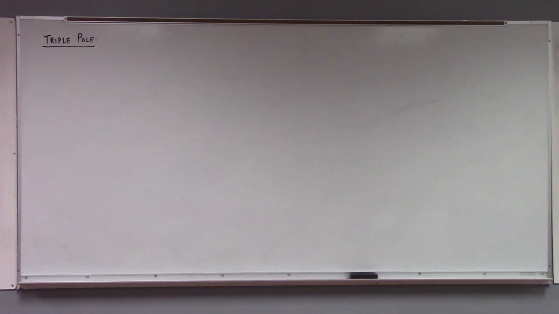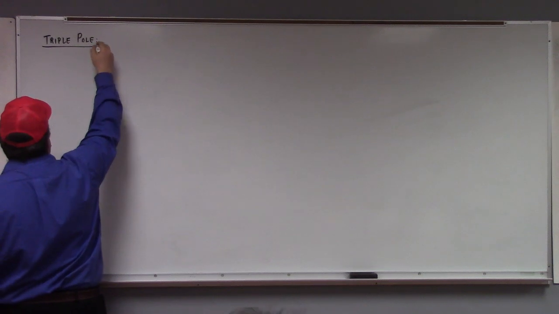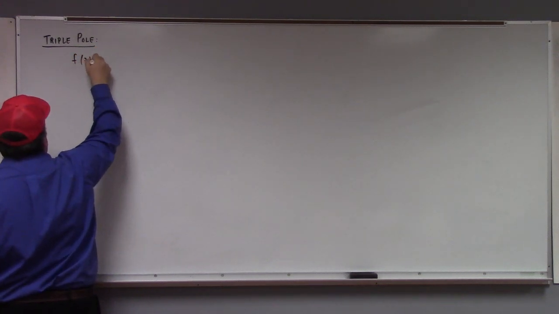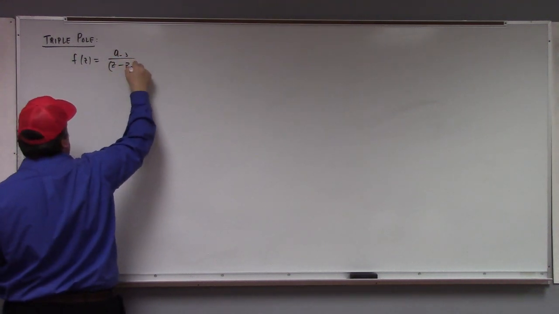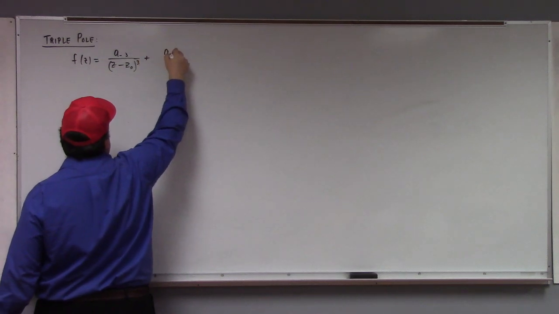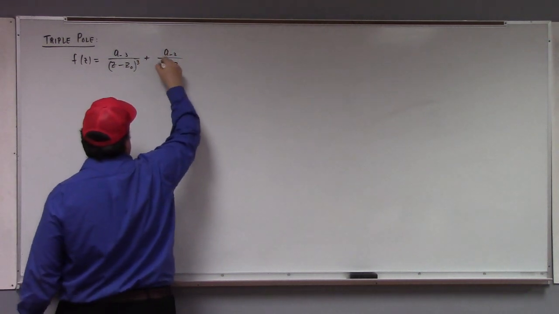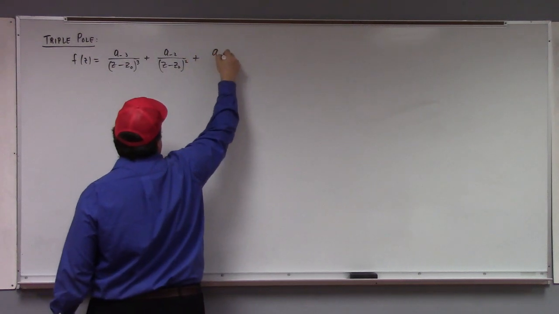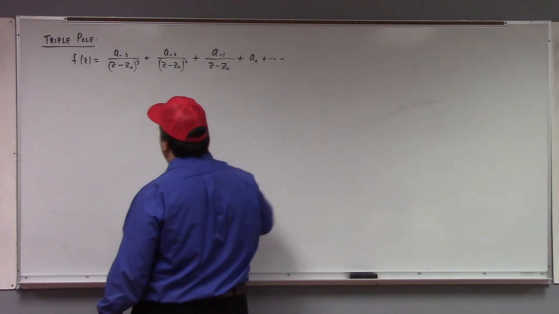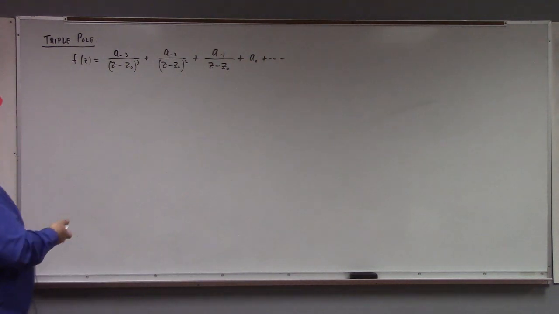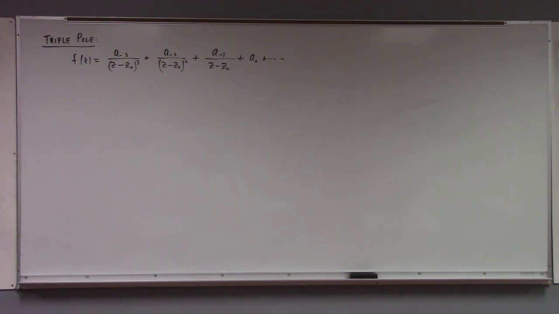Because every so often, you want to calculate the residue of something that has a higher order pole. So for a triple pole, we'll just calculate this. That means f of z is a sub minus 3 over z minus z naught cubed, plus a sub minus 2 over z minus z naught squared, plus a sub minus 1 over z minus z naught, plus a sub 0, plus dot, dot, dot. Our goal is to describe some calculational procedure to isolate the a sub minus 1.